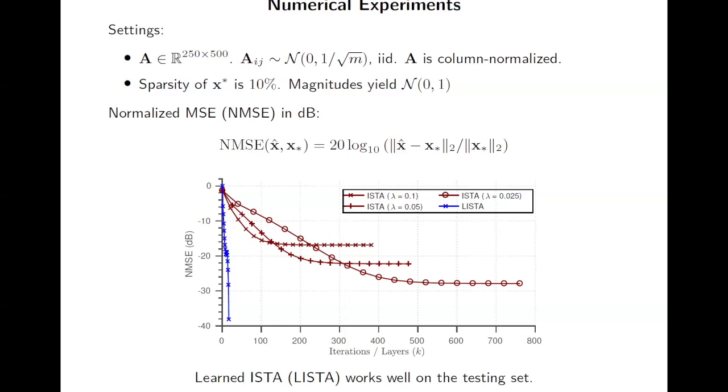We can clearly see that the learning is much faster. The difference is that in the earlier case you don't need any training set, while here you need some extra training data. In the testing set and training set, we assume that they follow the same distribution. We just randomly generate the sparse X star, so they follow the same distribution but are independently generated in training and testing.